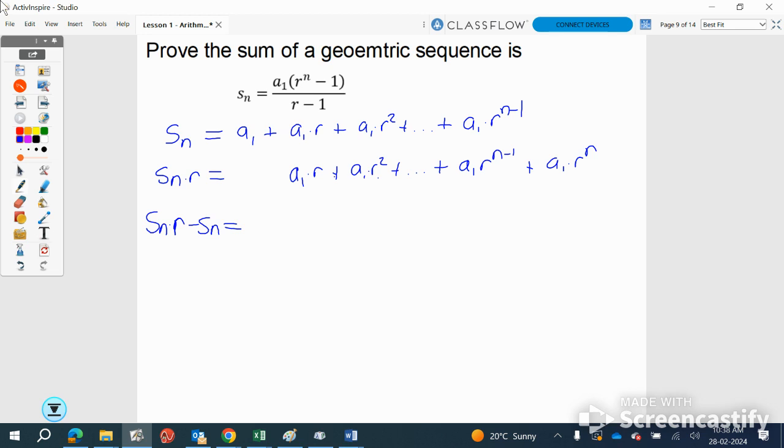Right. So what happens? A1 plus A1 R equals... What happens? When we take this term and we subtract that one, it disappears. When we take this term and subtract that one, it disappears. Again, it disappears. So we're left with A1 times R to the n minus A1.